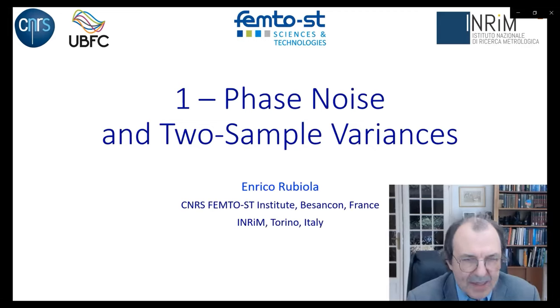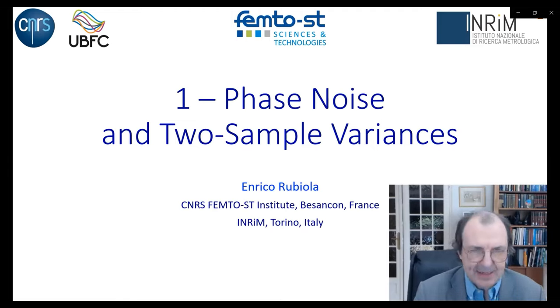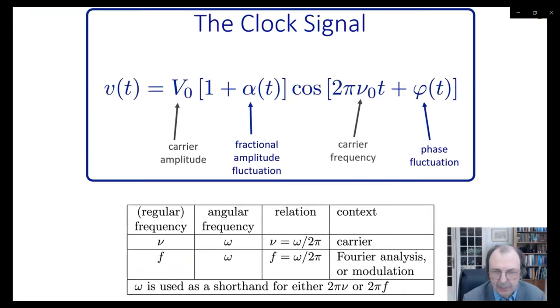We review some basic concepts about the phase noise and two sample variances. This is the family of Allan variances. Let's start with the clock signal. This is going to keep us busy for the full tutorial.